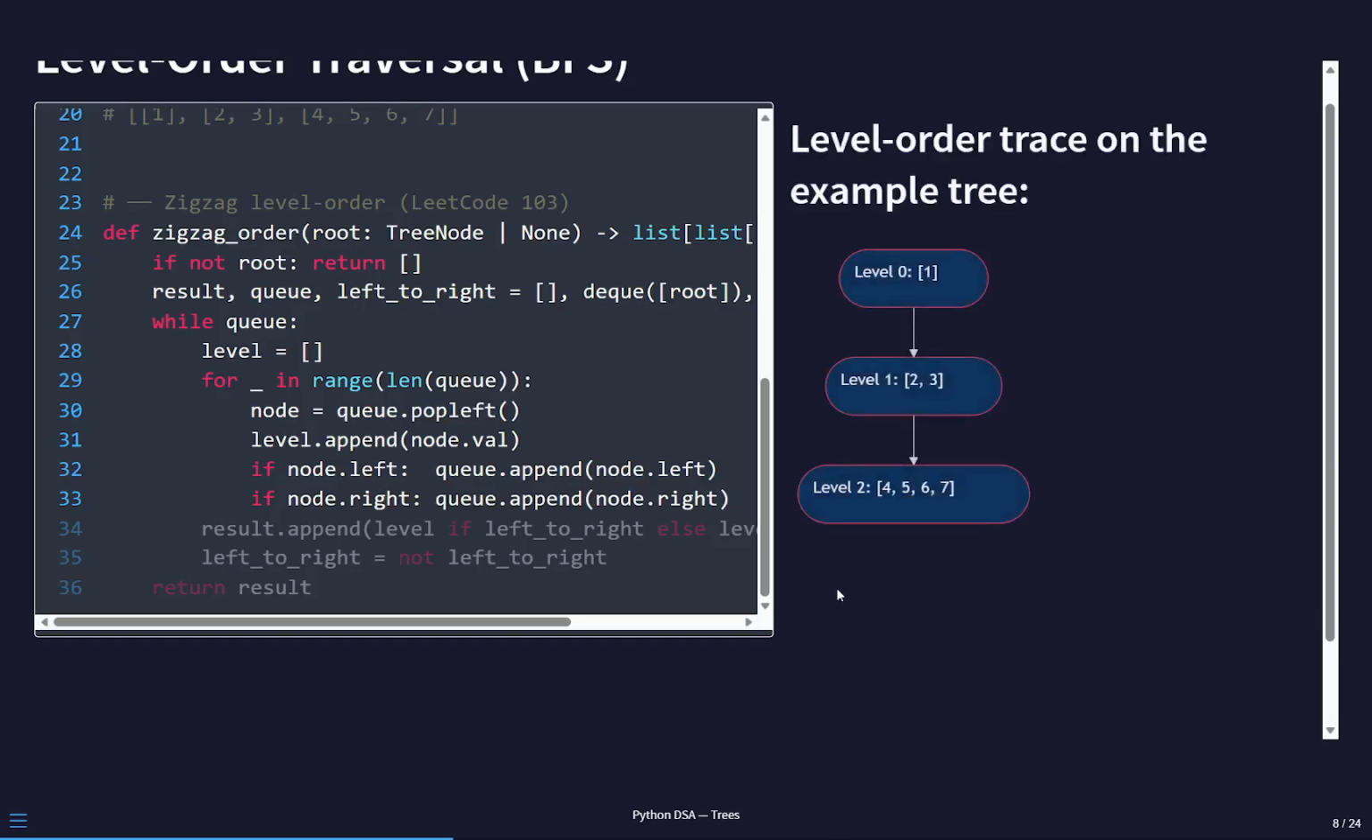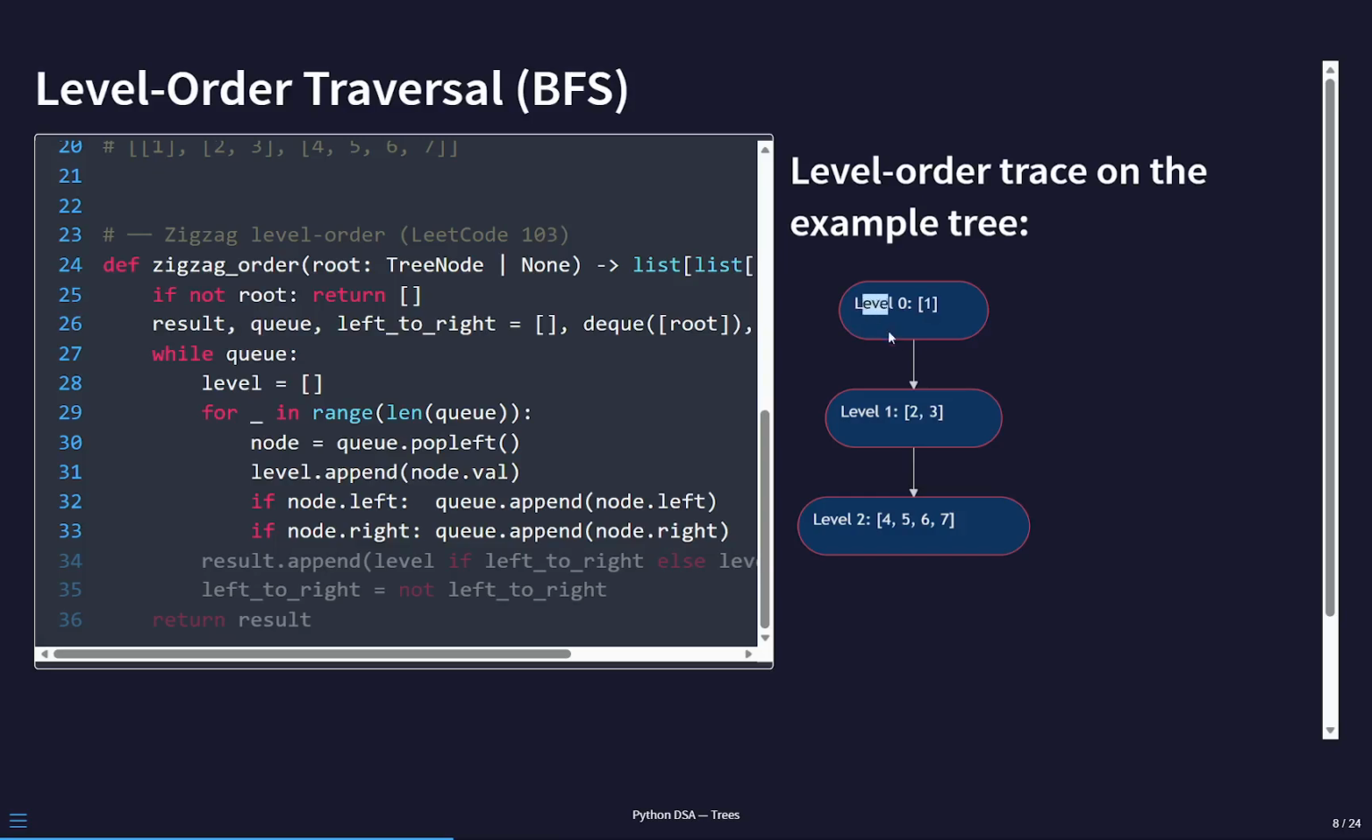The diagram on the right traces the queue state step by step. Start with 1. Pop 1, queue has 2 and 3. Pop 2, queue has 3, 4 and 5.